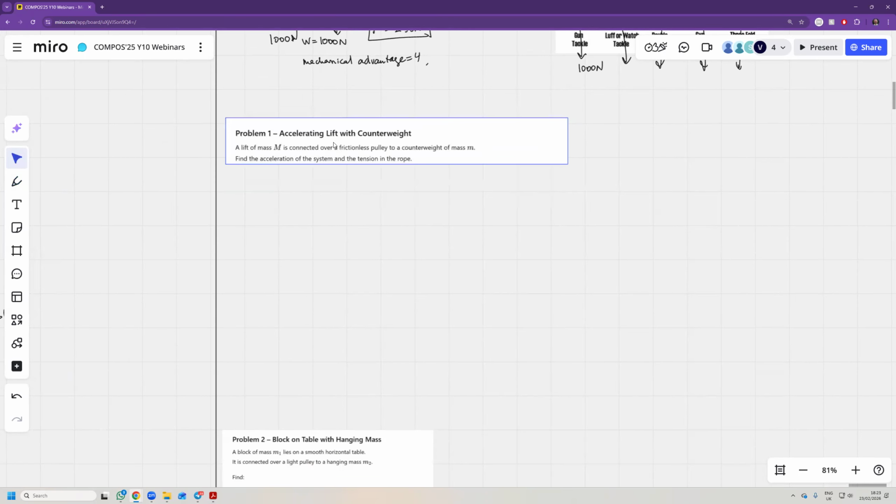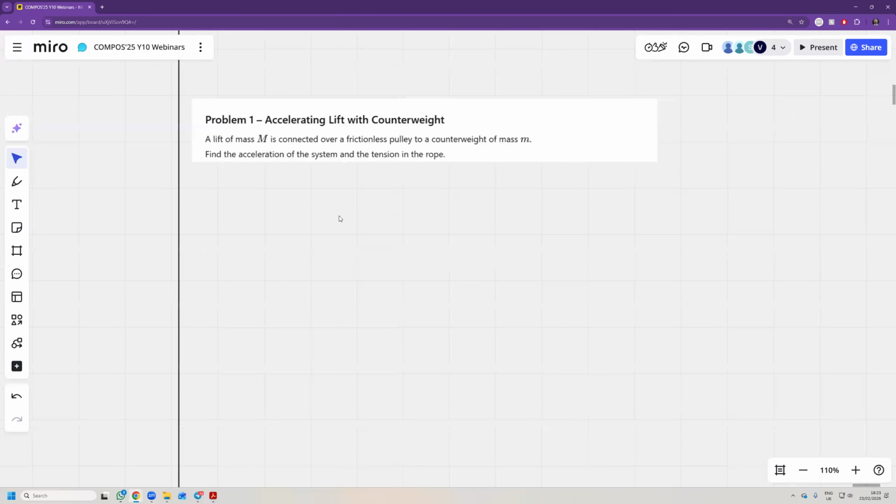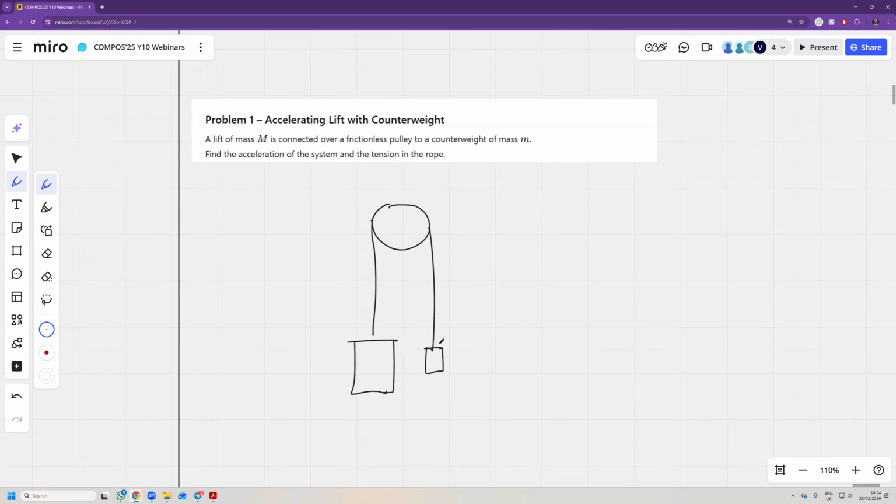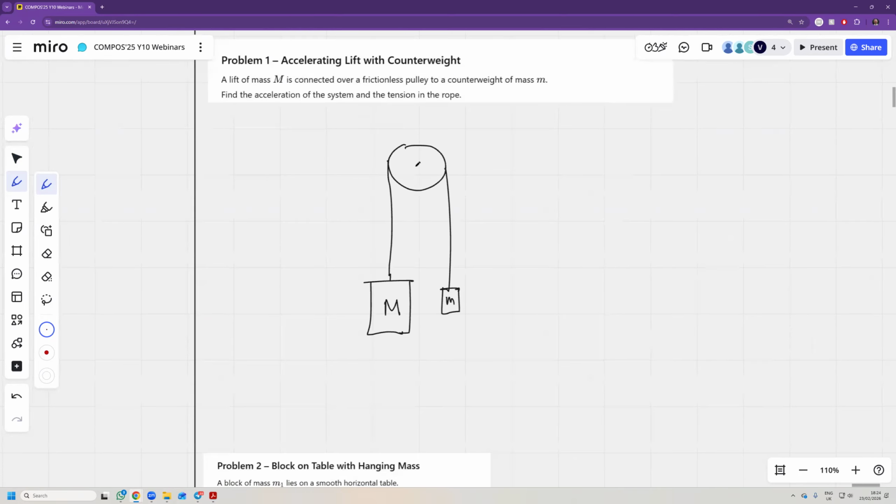Accelerating lift with counterweight. A lift of mass M is connected over a frictionless pulley to a counterweight of mass m. Find the acceleration of the system and the tension in the rope. So that's a very classical problem. There's a pulley, a lift, and a counterweight. There's no friction in the pulley, and we assume it's a stationary pulley, attached to the ceiling.